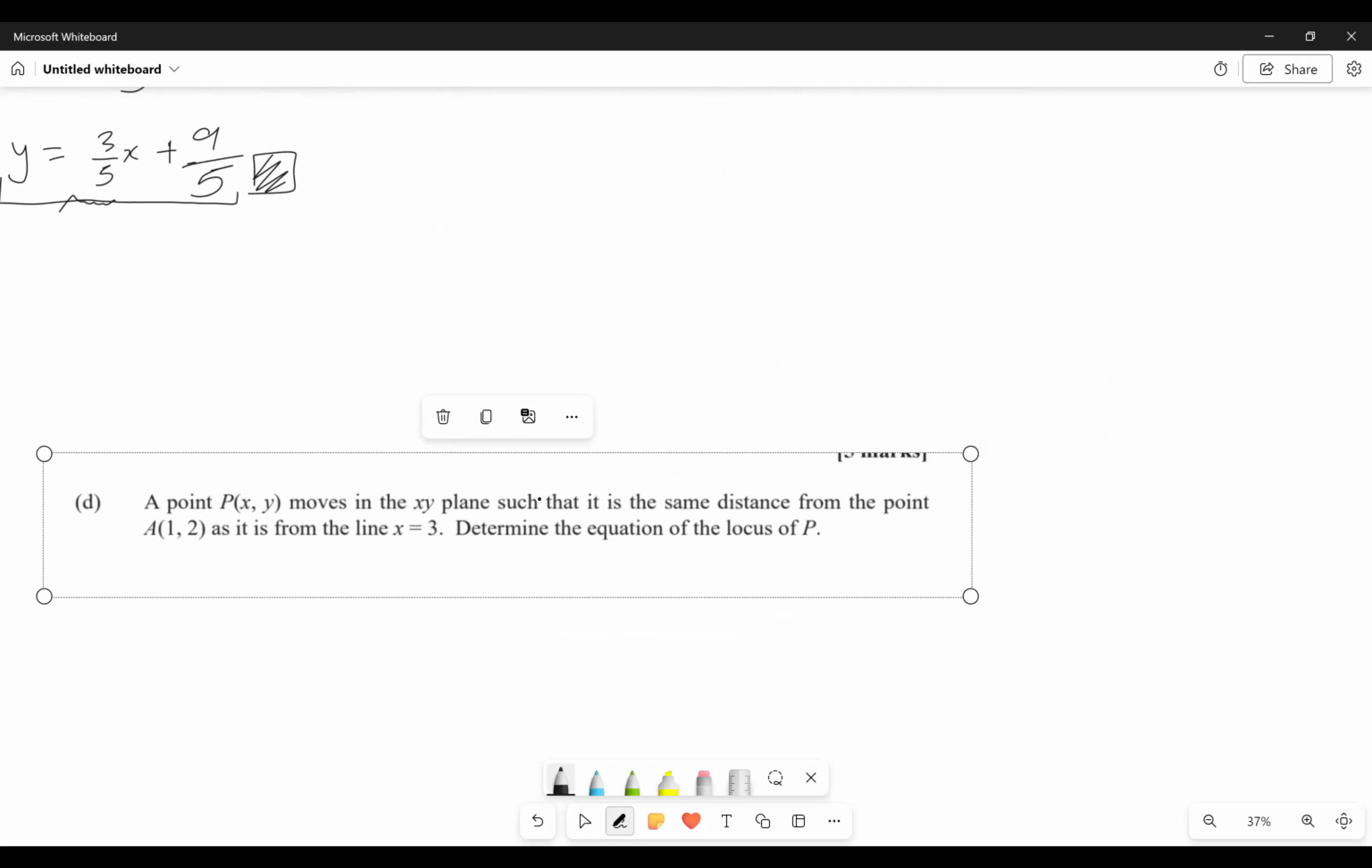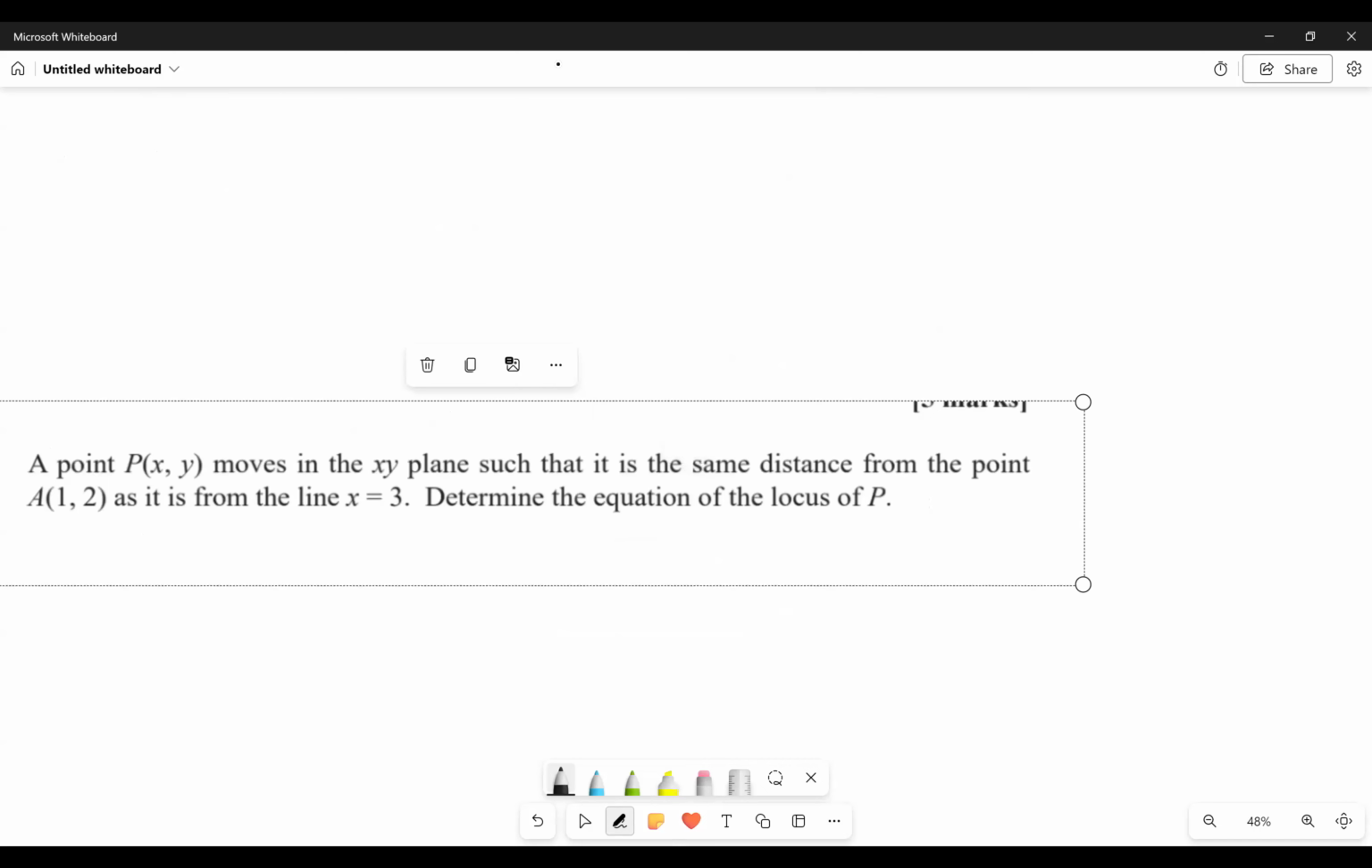A point P moves in the XY plane such that it's the same distance from the point A as it is from the line x equals 3. Determine the equation of the locus of P. Wow, so many marks with this, 6 marks. Okay, so for this, the problem is that it's worded. Whenever a problem is worded, you need to first interpret what it says and move it from words to mathematical equations.